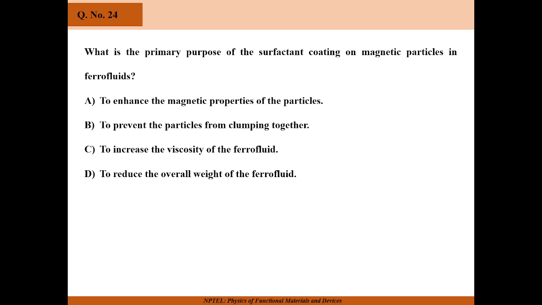What is the primary purpose of surfactant coating on magnetic particles in ferrofluid? Enhance the magnetic properties of the particles, prevent particles from clumping together, increase the viscosity of the ferrofluid, or reduce the overall weight of the film.